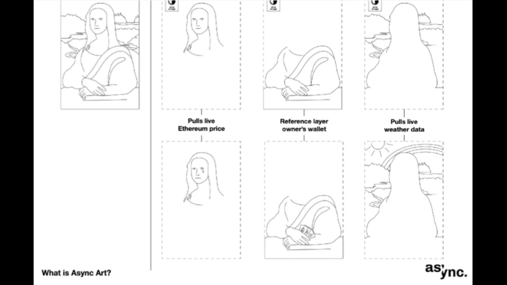So basically, all these layers are now controlled by whoever owns it, whether it's a collector or the artists themselves. But they can now determine which state they want using just a transaction.